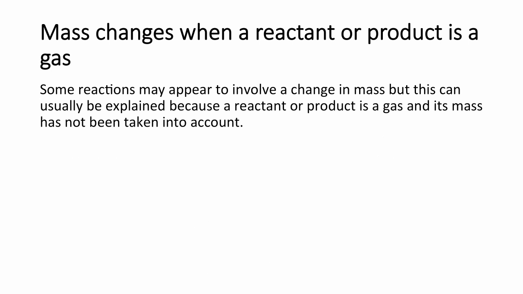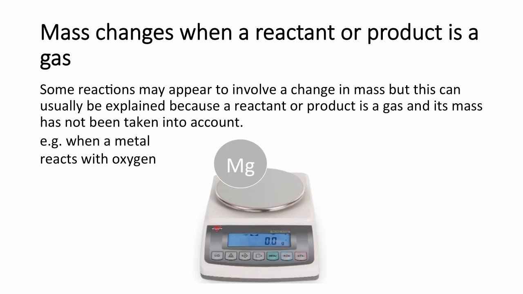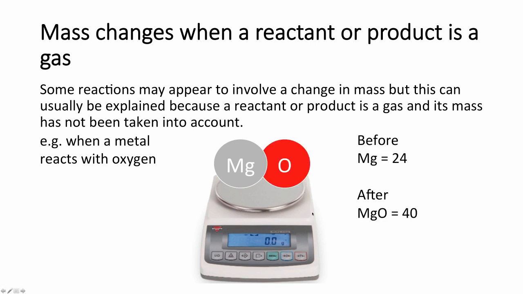Mass changes when a reactant or a product is a gas. Some reactions may appear to have a change in mass, but this is usually explained because a reactant or a product is a gas and its mass has not been taken into account. For example, if I have magnesium and it reacts with oxygen, the mass of the magnesium appears to increase. However, this is because oxygen is added to it and the oxygen has a mass. So therefore, if I had 24 grams of magnesium at the beginning, the mass will increase if fully reacted to 40 grams. This is because of the mass of the oxygen added to the magnesium.